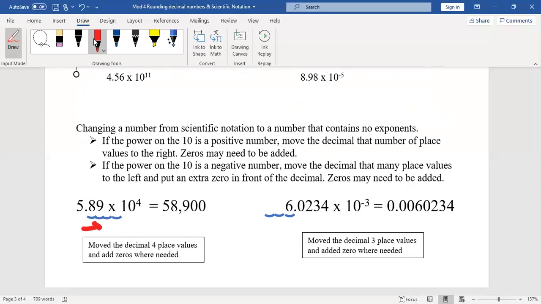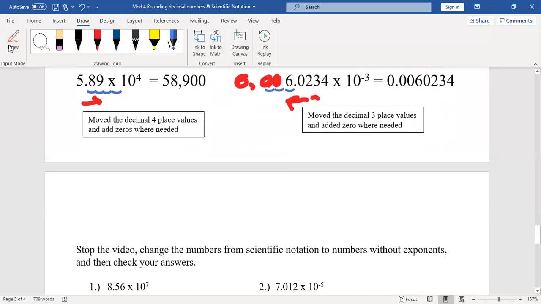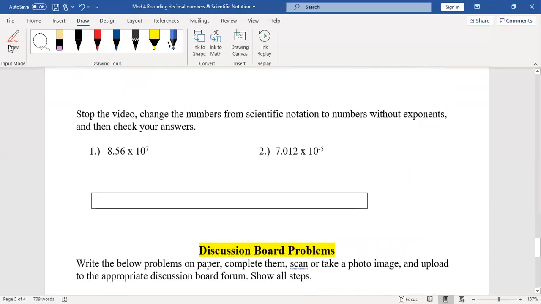Now my second example, I'm going to move my decimal 3 place values to the left, and again I'm going to have to add in some zeros for those place values that are emptied. But I always want to put a 0 in front. So let's go ahead and stop the video and give these two a try.